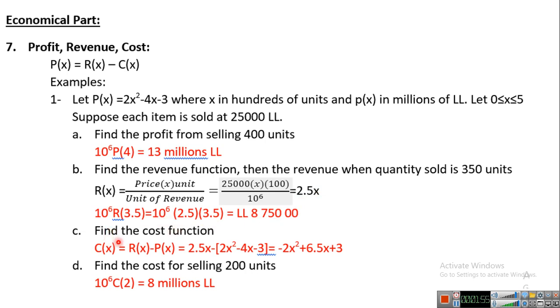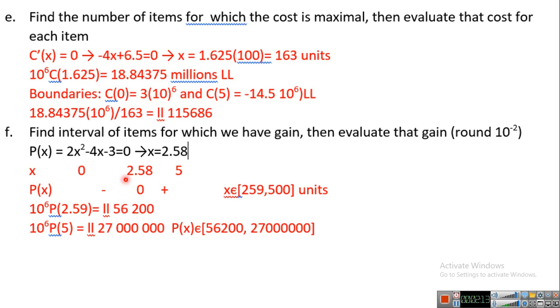In part C, find the cost function. We know that the cost here is the revenue minus profit. So this is the revenue, this is the profit. If you do the minus, you're going to get this expression. Find the cost for selling 200 units. This is the cost function. So million C of 2, and you're going to get 8 million.